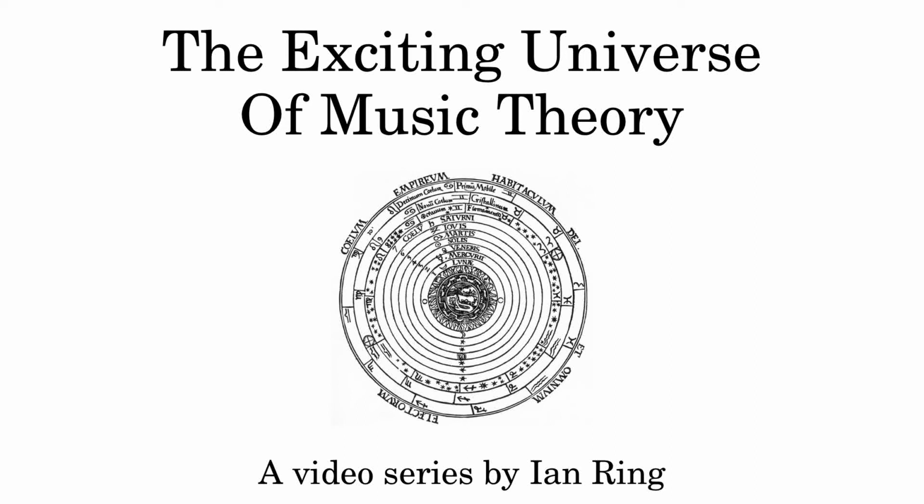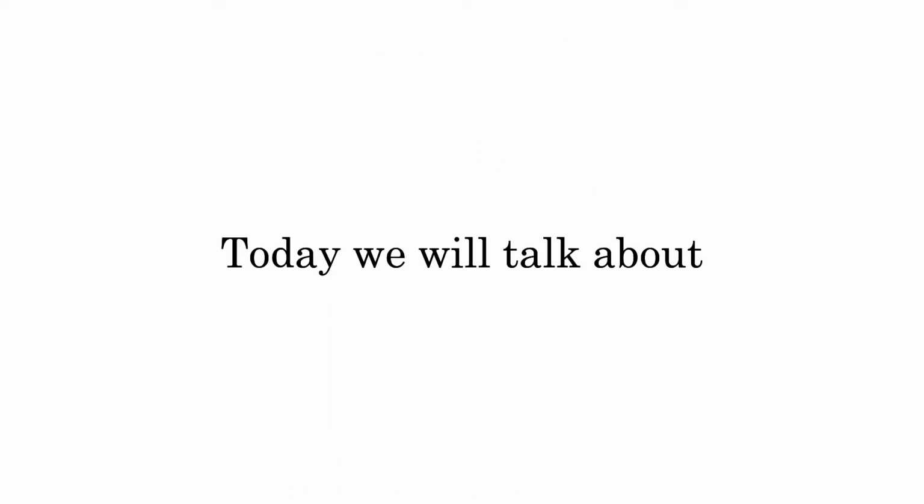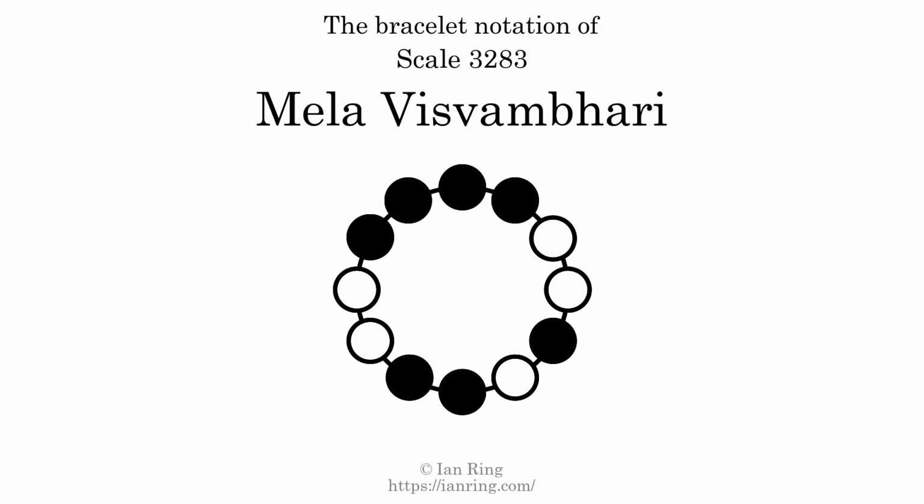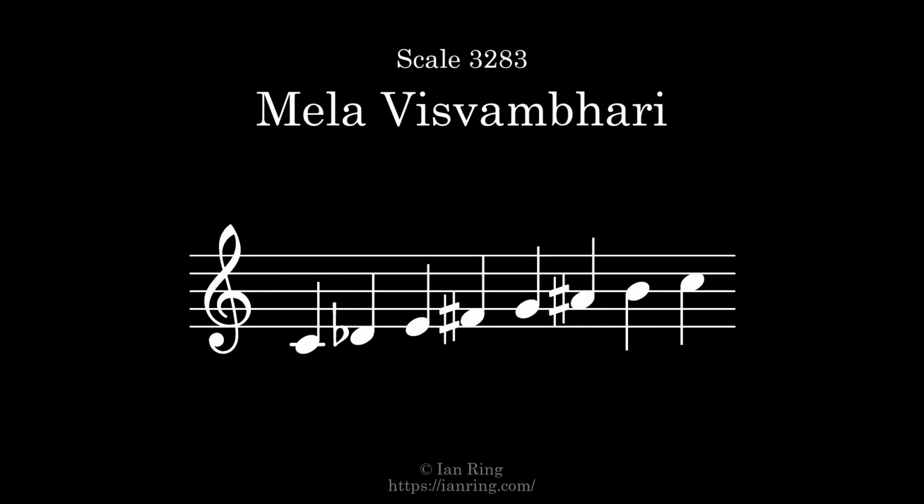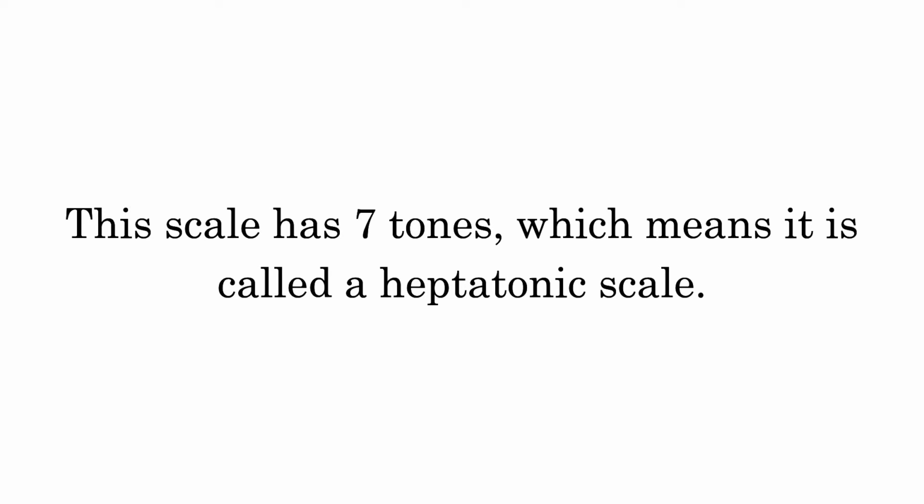Welcome to the exciting universe of music theory. Are you ready to learn? Then let's begin. Today we will talk about Scale 3283, Mela Visvambhari, which sounds like this. This scale has 7 tones, which means it is called a heptatonic scale.